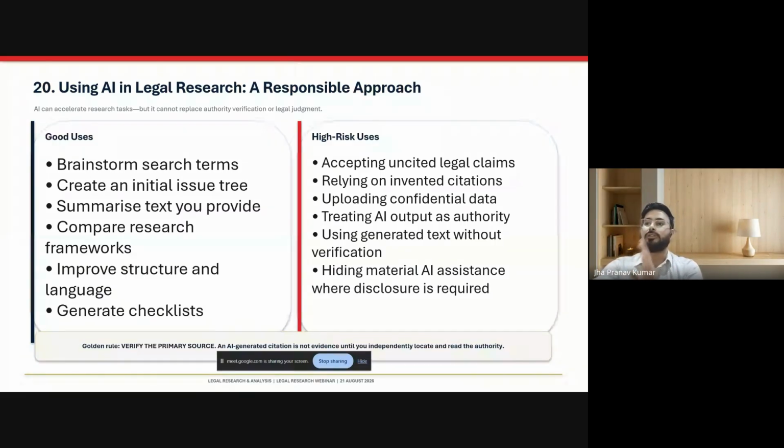Do not rely upon the citations which AI is doing it. Do not use the generated text without verification. You need to understand that AI has a limitation. वो वही रिसर्च करता है जो एल्गोरिदम में टॉप पे दिखाता है.